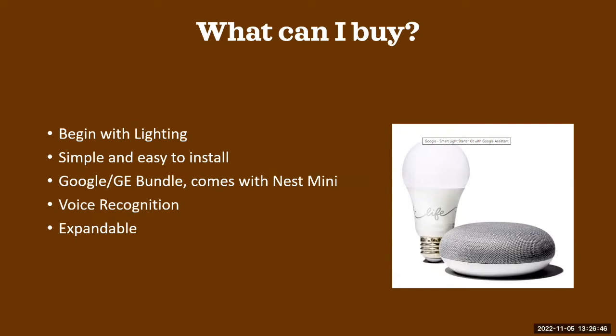So what can you buy? What I would suggest is begin with lighting, because that's by far the easiest to automate. There are all kinds of options, like the Google GE bundle, which comes with a Nest Mini and is available at many of the big box stores. This would allow you to have voice recognition, and it's also expandable, so you can add other bulbs as you deem necessary.